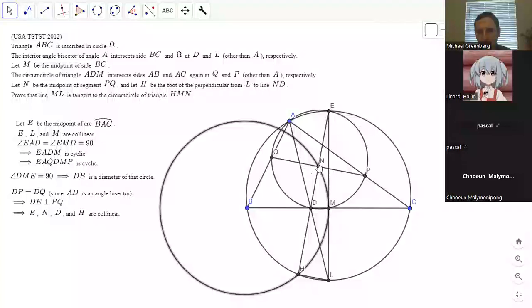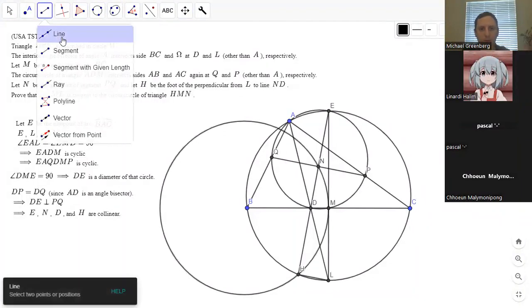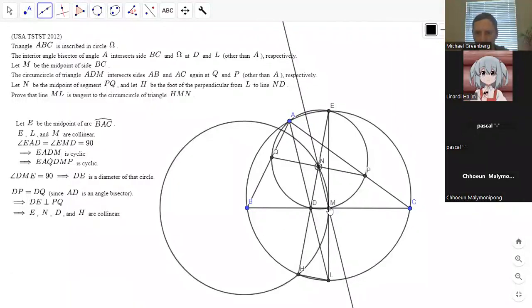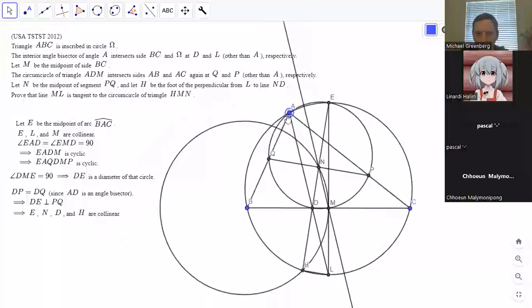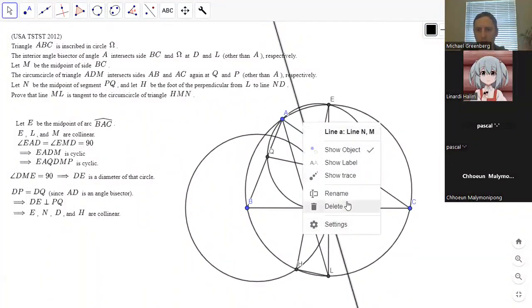Oh, you know what? I think I got it. So angle NME, we want to show is the same as angle NHM, but NHM is DHM, which is DLM. So it's the same as showing that I think we just have to show some similar triangles, right? Wait, now I'm a little confused. So I think we want to show NM and AL are parallel. So if we show that, it would solve it.